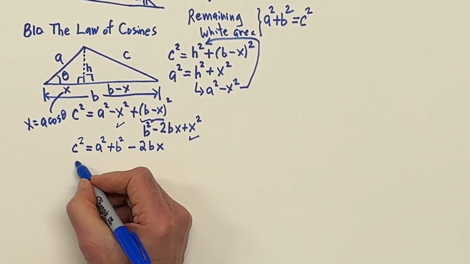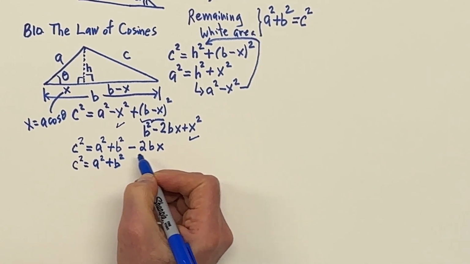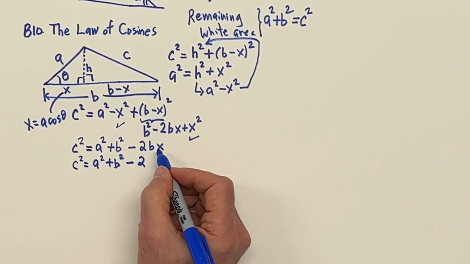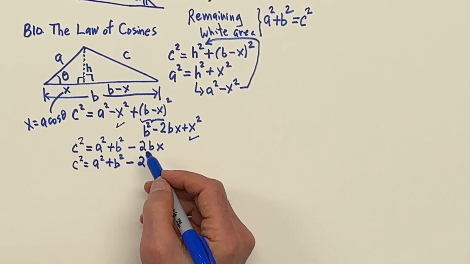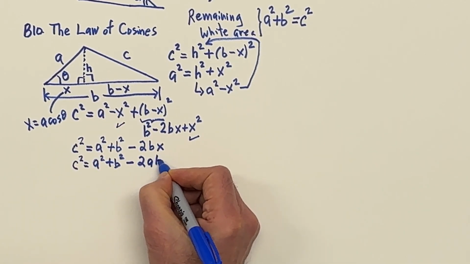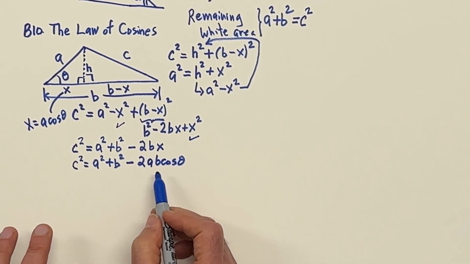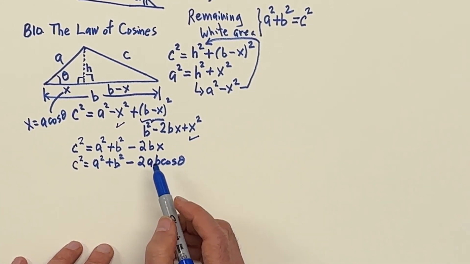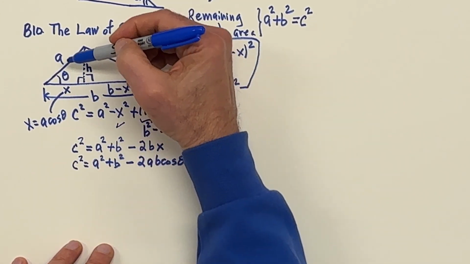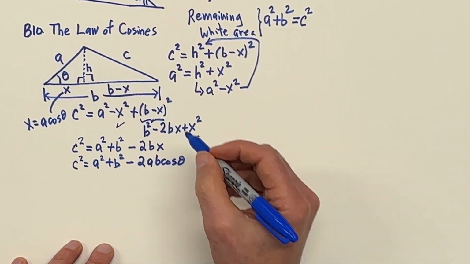So when I do that, I get c squared is a squared plus b squared, and then minus 2, and for x I would have a cosine theta. So it's b times a cosine theta. I will write the a first: ab cosine theta. And this is the law of cosines. You take a squared and b squared, the two sides, and you add them together, and you subtract a times b with the 2 in front, and then the cosine of that angle.